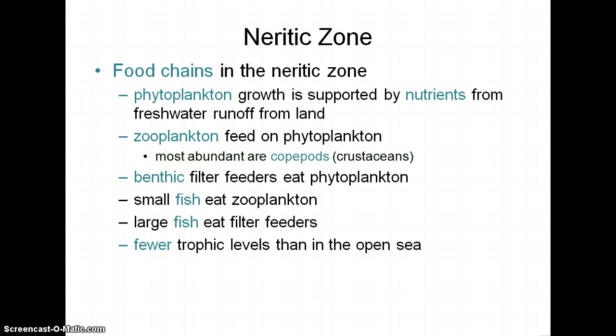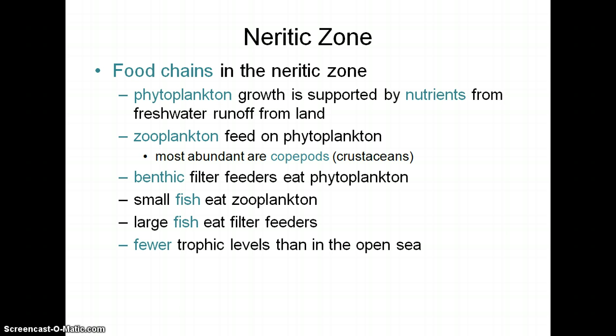Okay, so food chains in the Neritic Zone. The food chains in the Neritic Zone always start with phytoplankton. And remember, we talked about how there's so much phytoplankton and so much life in this continental shelf, coastal seas area. That is because there's lots and lots of phytoplankton, and because there's lots and lots of nutrients from runoff from land. So lots of phytoplankton because of lots of nutrients.